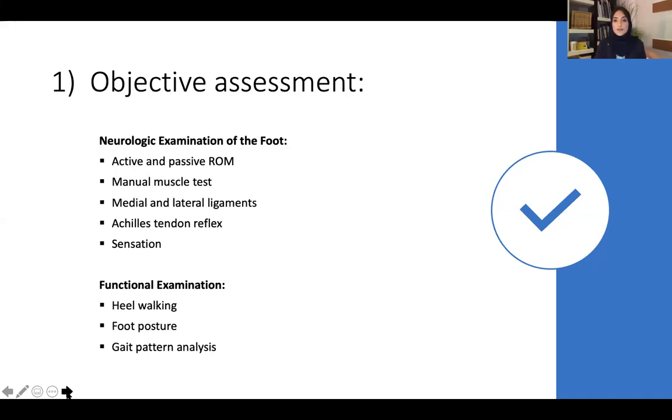Foot posture: it's very important to check the arches of the foot, because patients who have flat feet, for example, will walk with a pronated foot, and patients who have a high arch will put excessive pressure on the front part of the foot and the heel, and that might cause further conditions, and patients will be susceptible to heel pain and plantar fasciitis. So we should take these details into consideration to prevent any further complications.